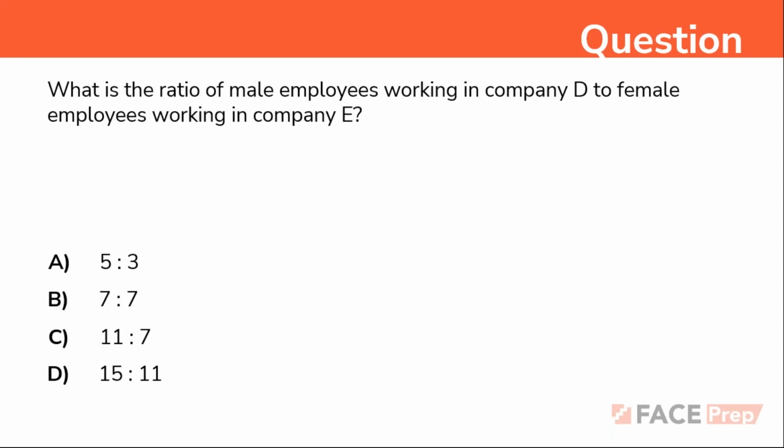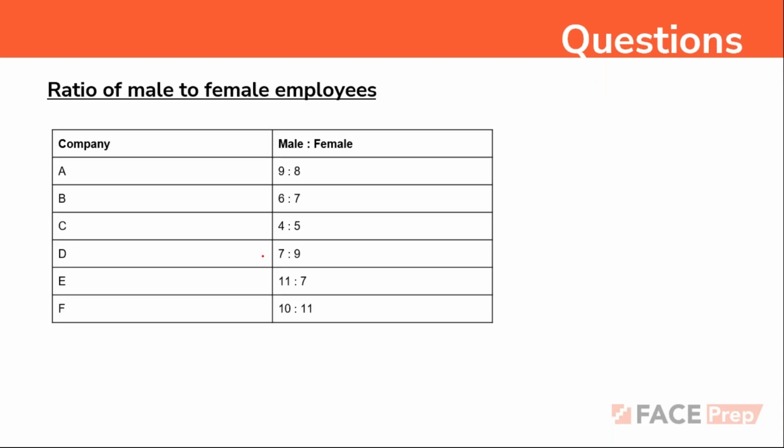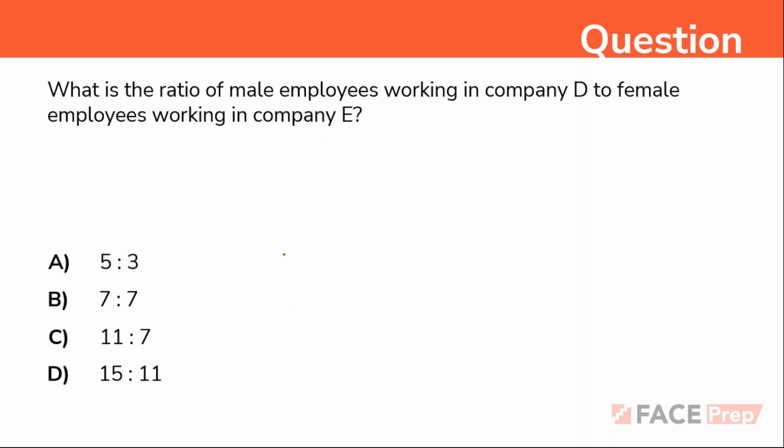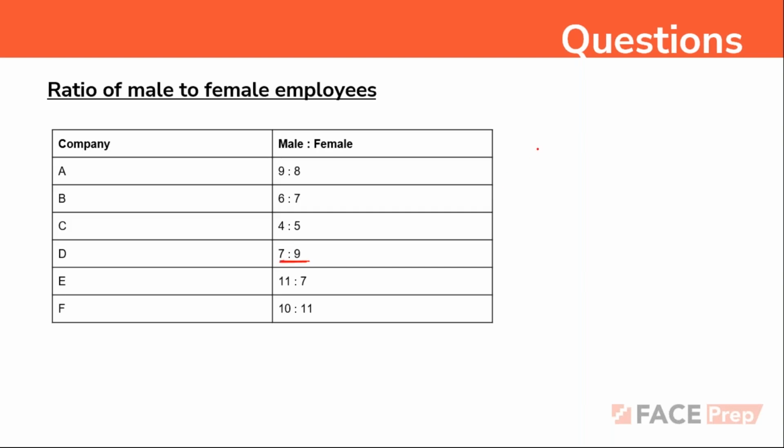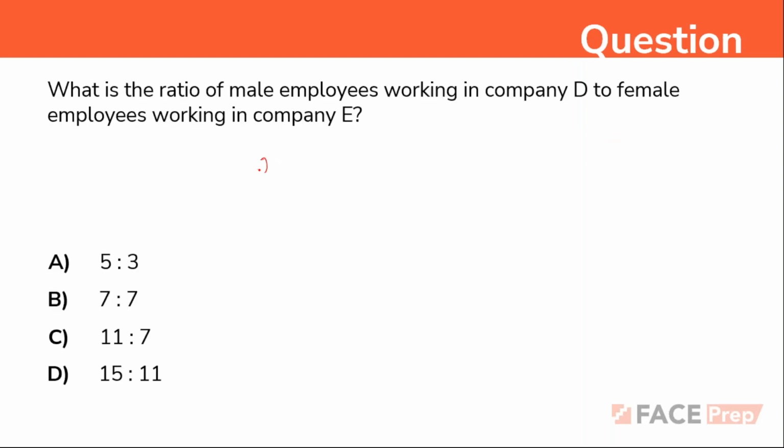Here is your next question. See here, let me take the question and I'll move to the previous part. What is the ratio of male employees working in company D to female employees working in company E? So the ratio of male employees in company D. Okay, this is D, right? So 7:9 is the ratio given in D.